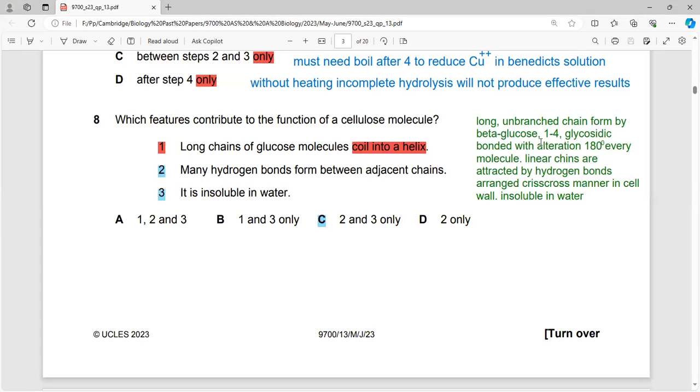So option number 1, we have a long chain of glucose molecules coiled into a helix. That's wrong, coiled into a helix. It is a linear molecule. It's not coiling. Number 2, many hydrogen bonds form between adjacent chains. This is correct. These adjacent chains are connected by hydrogen bonds and it is insoluble in water. So statements number 2 and 3 are correct. So C is our correct option here.